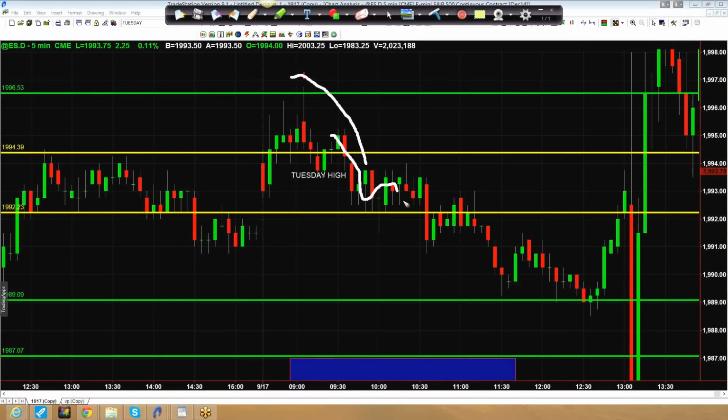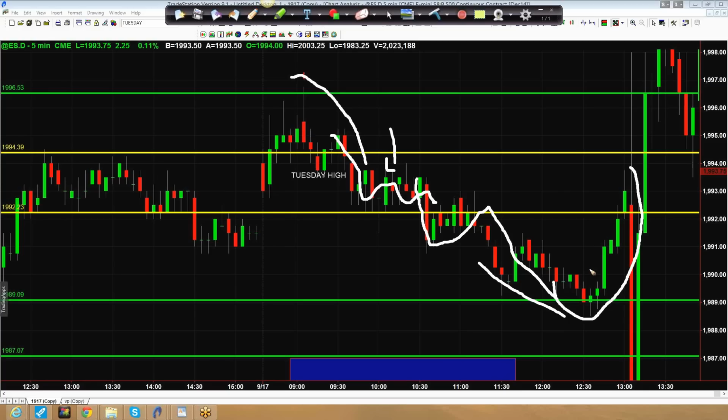You can see that we sat here and consolidated for over 25 minutes, right? Then we proceeded to break and push down to support the zone below, just like the spiders. And then we rotated up from this location up to 1994, which is essentially 1989 to 1994 per contract. That's $250 per contract potential in P&L.